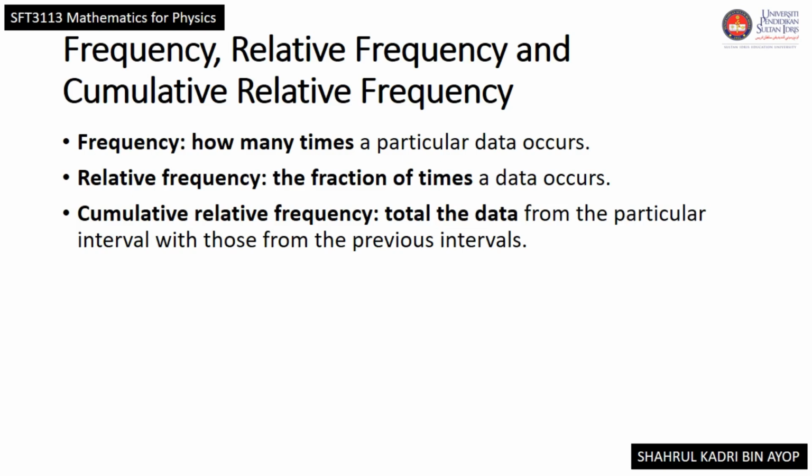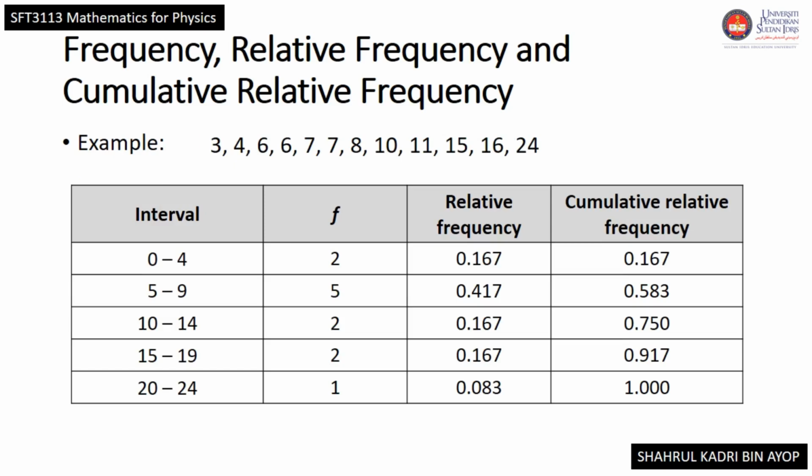Next, we want to know about relative frequency and cumulative relative frequency. Relative frequency refers to the fraction of times a data value occurs. Meanwhile, the cumulative relative frequency refers to the total of the data from a particular interval with those from the previous intervals. For example, we have this dataset. Before this, we already transformed it into a group frequency distribution table. Now, we want to calculate the relative frequency and cumulative relative frequency.